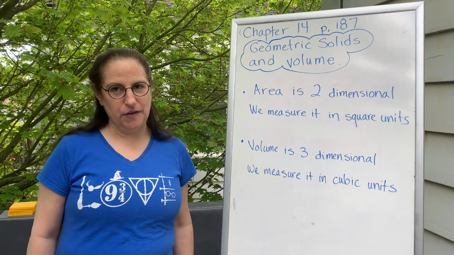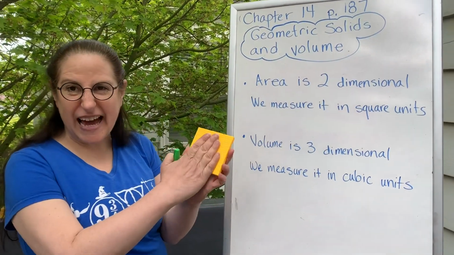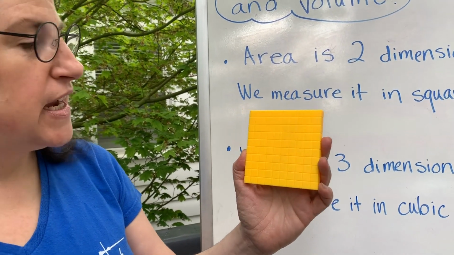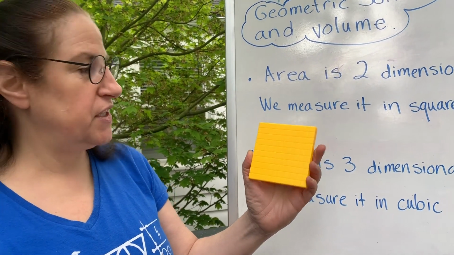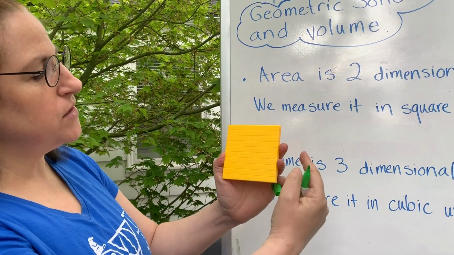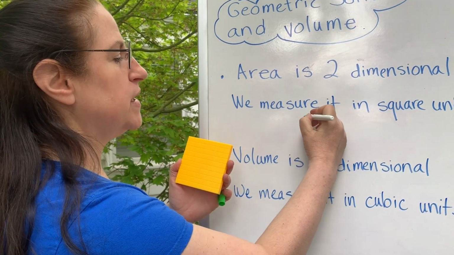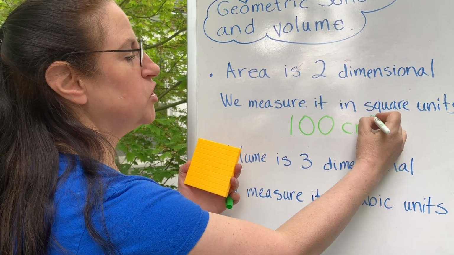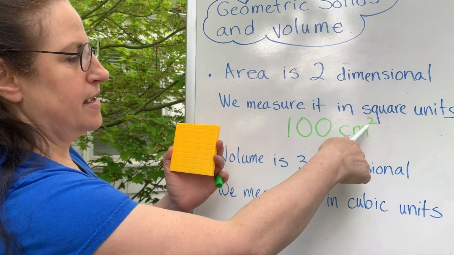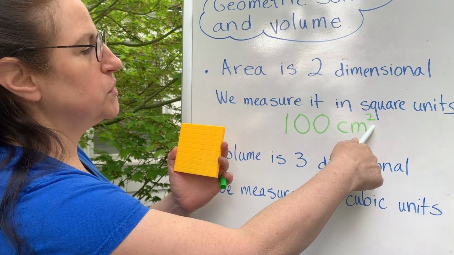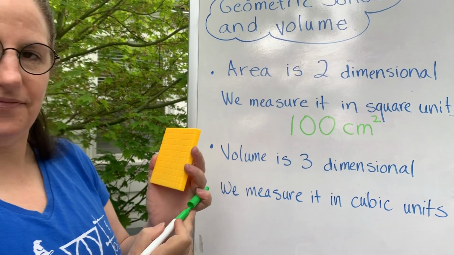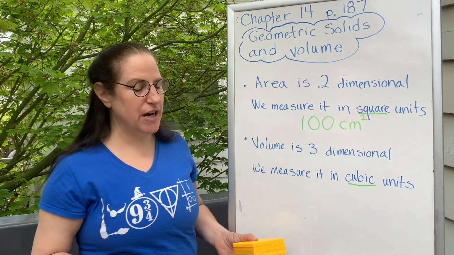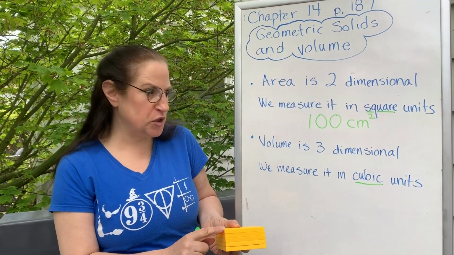Area is two-dimensional. We measure it in square units. So here's a square. It's flat, it's two-dimensional, and we measure just the width and the length and multiply them together to get square centimeters. This one is 10 centimeters by 10 centimeters, so that's 100 square centimeters. And the way we write that is with a superscript 2. And here's a trick. Centimeters squared is what we use for a two-dimensional object. Volume is three-dimensional. We measure it in cubic units rather than square units because each unit is a cube shape.